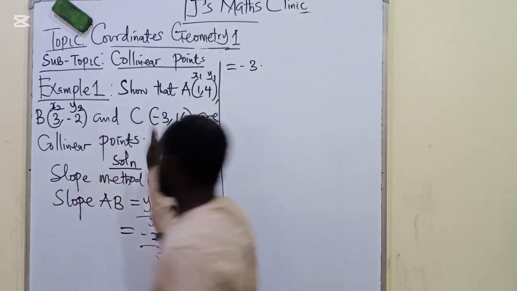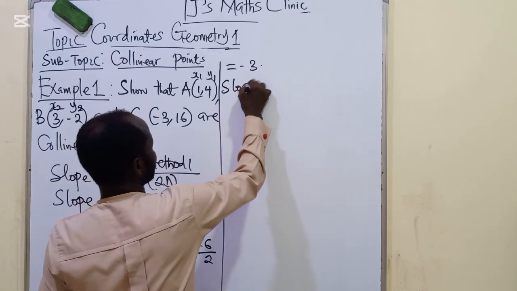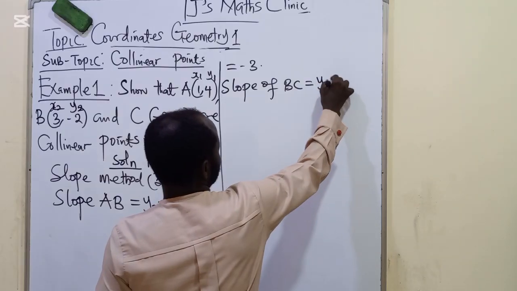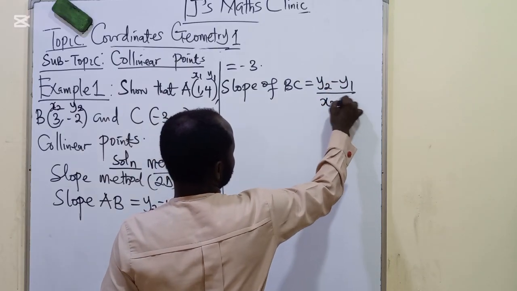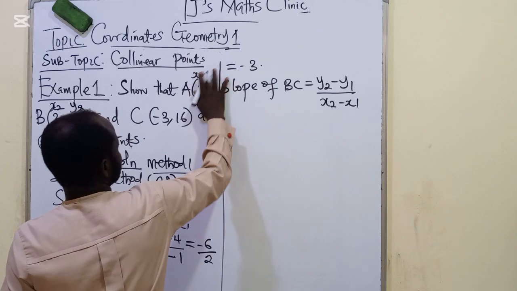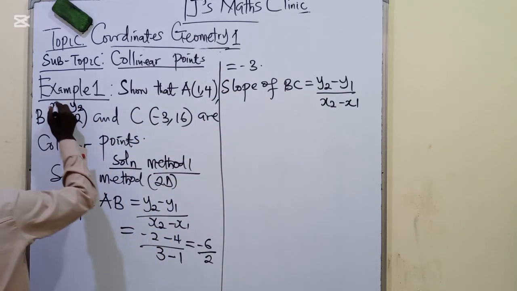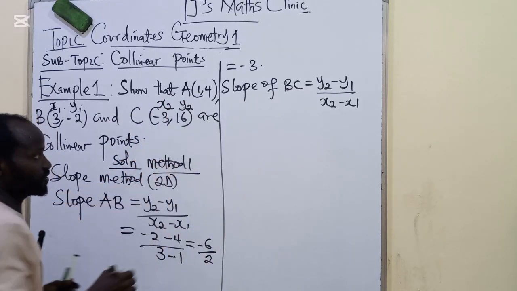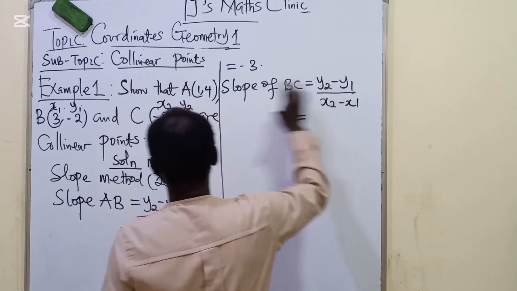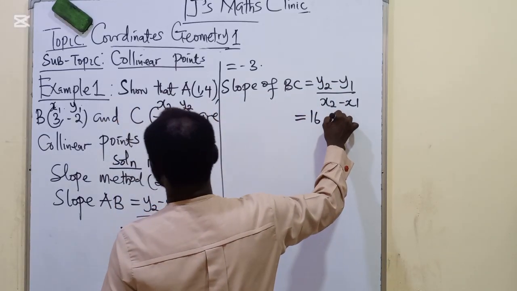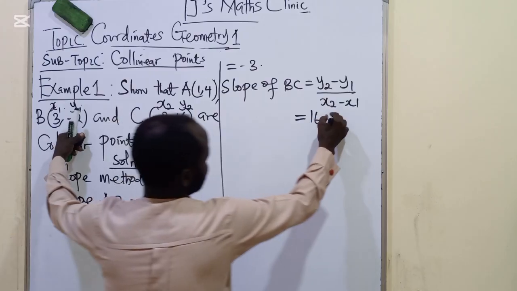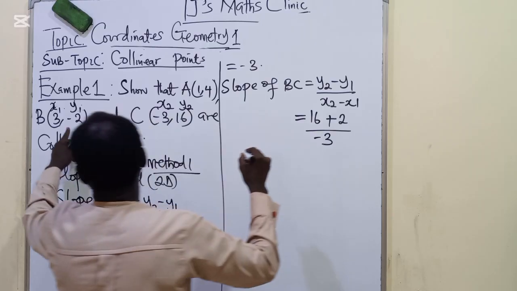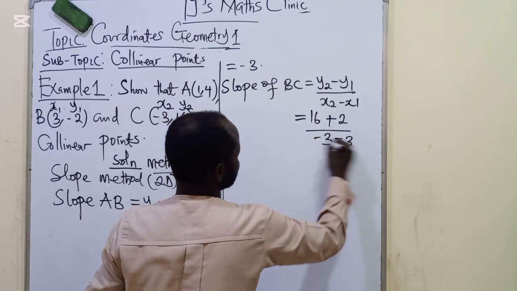Let's check the slope between line BC. So the slope of BC will still be y2 minus y1 divided by x2 minus x1. It means B will become x1, y1, then C will become x2, y2. Let's substitute. y2 is 16 minus y1, which is -2. Minus times minus is plus, that will be plus 2, divided by x2, which is -3, minus x1, which is 3.